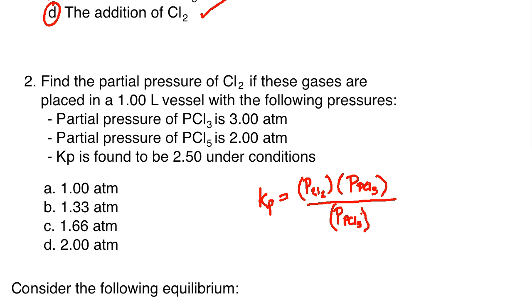Alright, so what values do I know? I know Kp is supposed to be 2.5 under these conditions. I'm looking for the pressure of Cl2, so that's going to stay there. And then I'm going to have the PCl3. The PCl3 is 3 atm. And then if I come down here, the PCl5 is going to be 2, according to this.